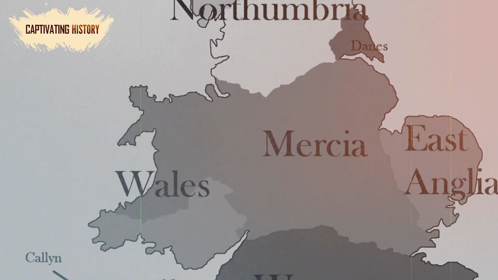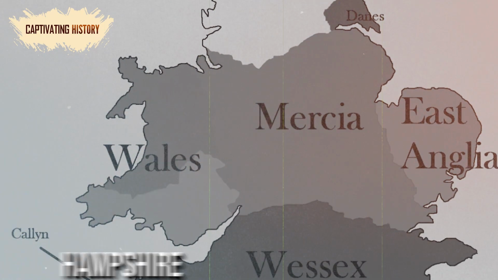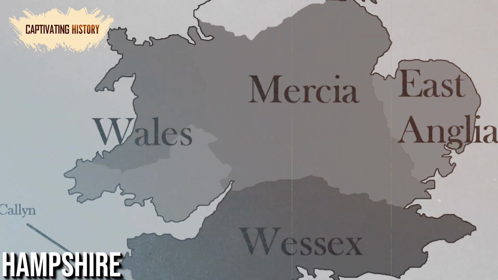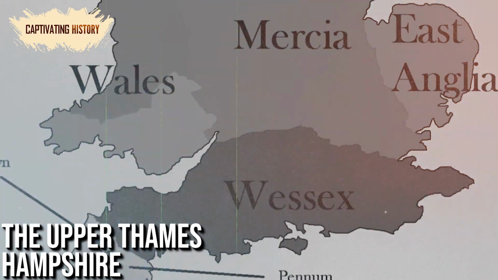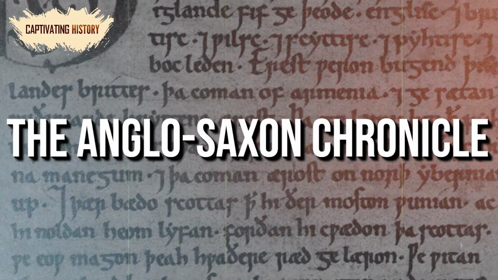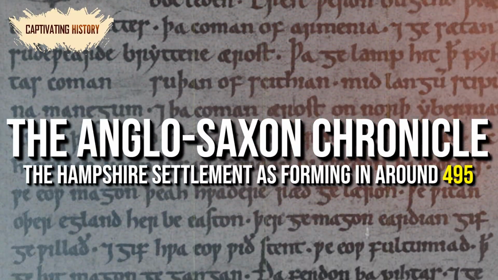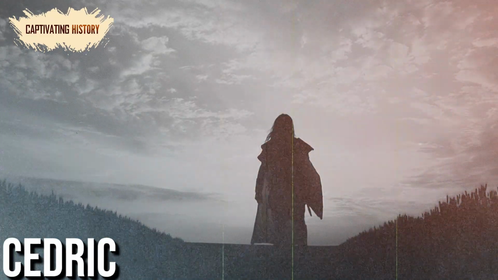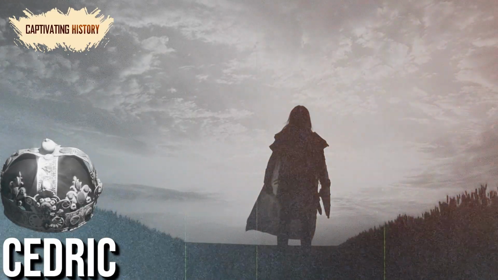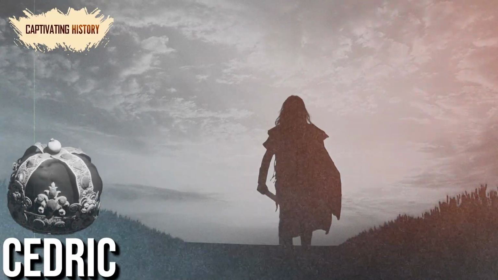The amalgamation of 2 settlements formed Wessex, one in Hampshire and the other, according to archaeological evidence, was situated on the Upper Thames. The Anglo-Saxon Chronicle documented the Hampshire settlement as forming in around 495, when a Saxon called Cerdic landed and settled the land. He became the founder and first king of Wessex shortly after.